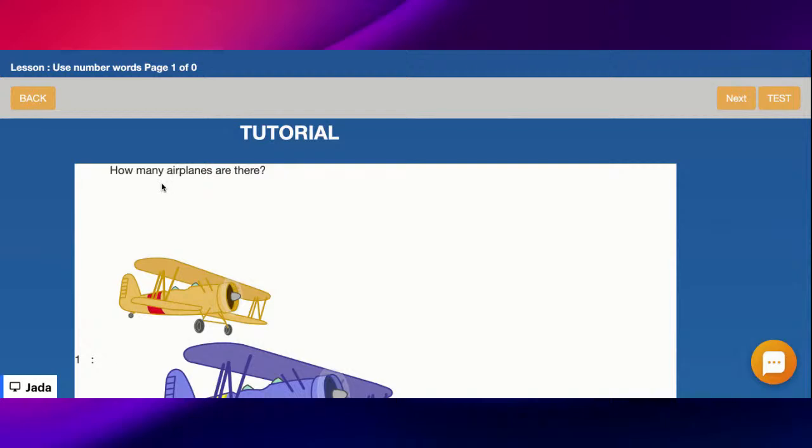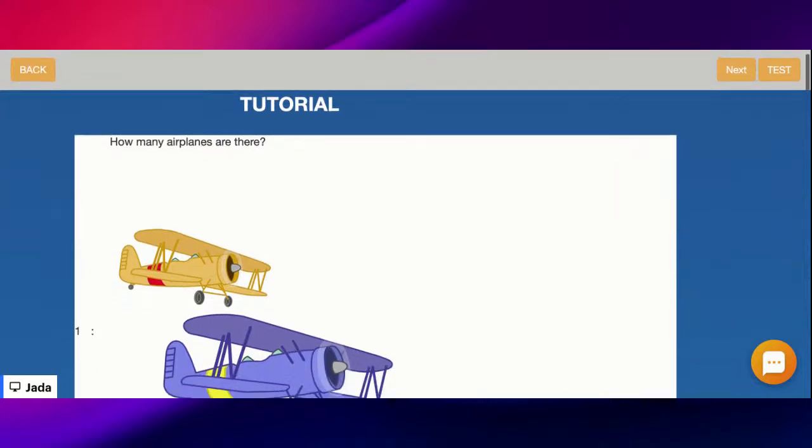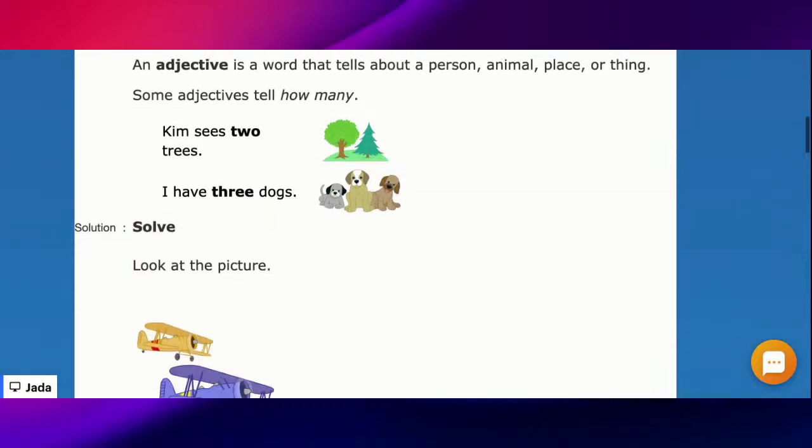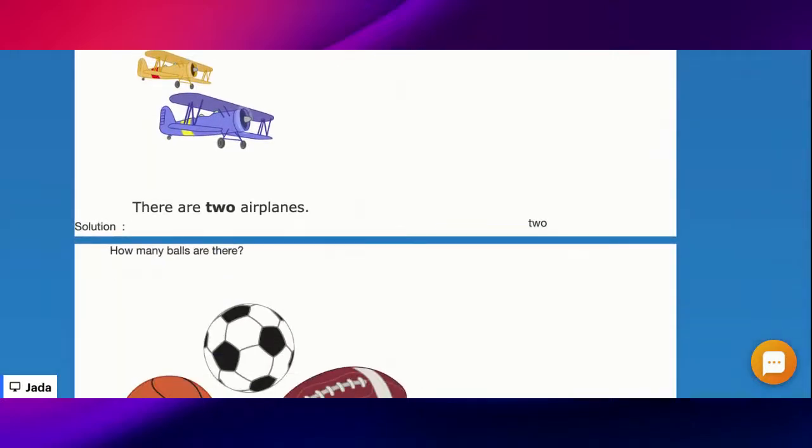So for example, how many airplanes are there? So you have to check how many airplanes you see. So you say there are two airplanes. How many airplanes are there? You say there are two airplanes.